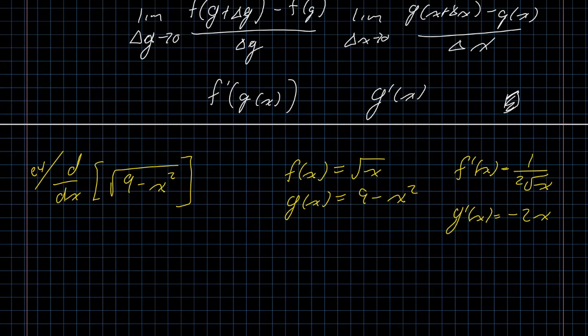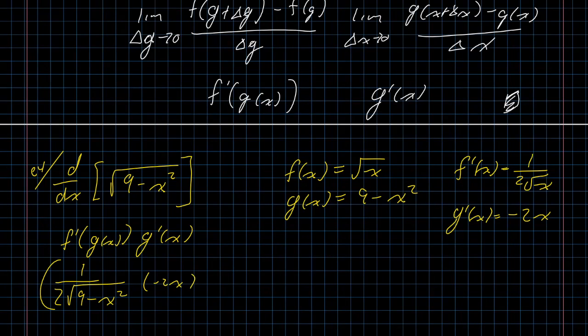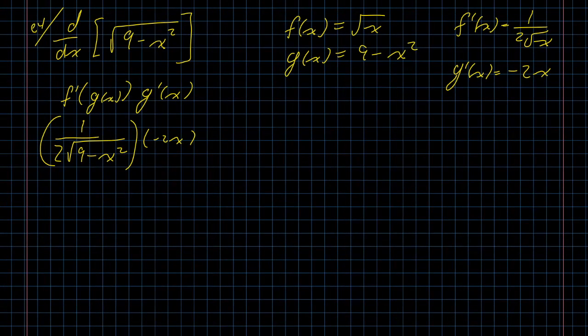And using the chain rule, I need f prime of g of x times g prime of x. So that's 1 over 2 root x, but evaluated at g of x, that's 1 over 2 times the square root of 9 minus x squared, multiplied by g prime of x, which is minus 2x. Cancel out the 2's, bring everything together: the opposite of x over the square root of 9 minus x squared.